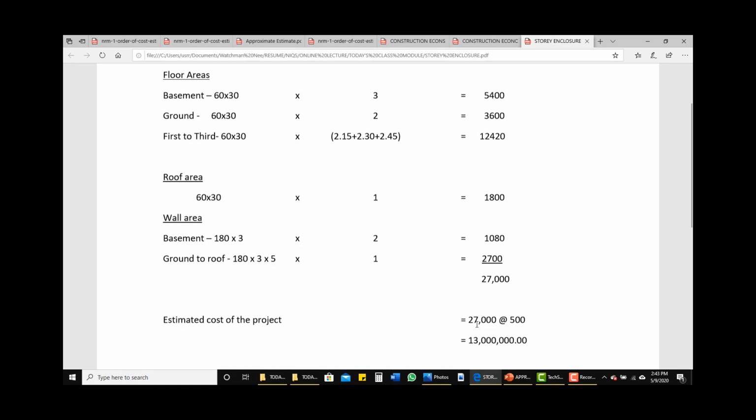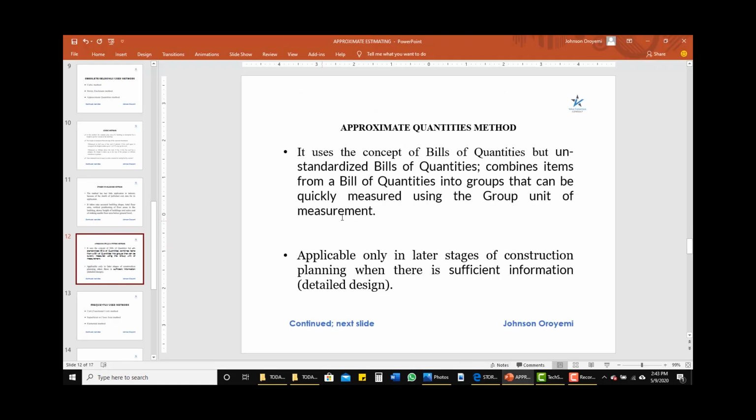Now let's move to another method of calculating the preliminary estimate, and that is, under the obsolete and seldom used methods, the approximate quantities method. The approximate quantities method is seldom used because it requires sufficient information, most of which can only be available during the detailed design stage. So that's why it's seldom used.